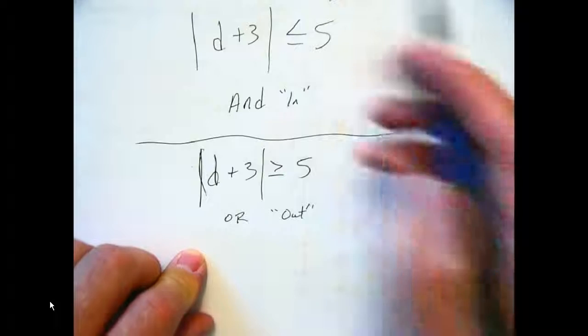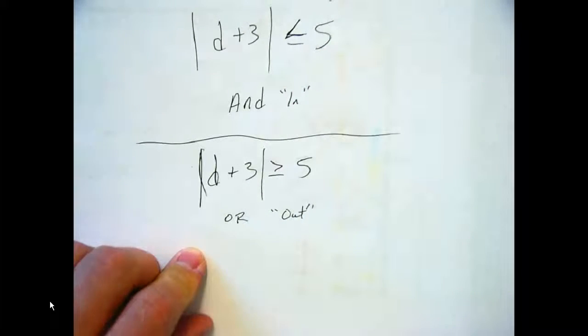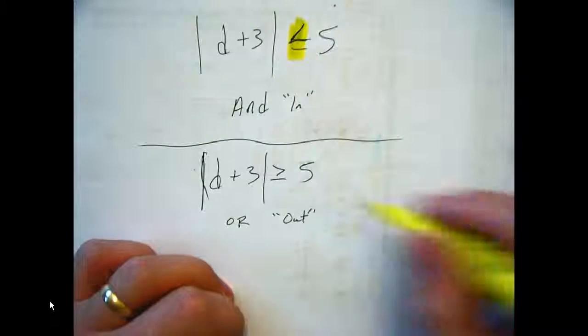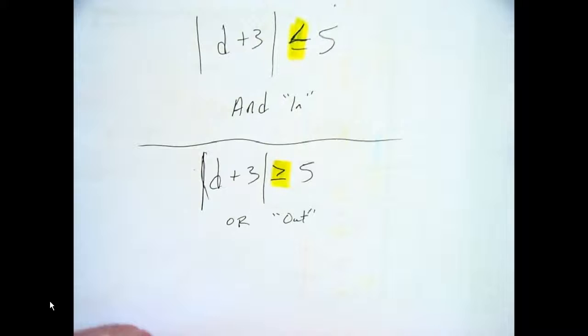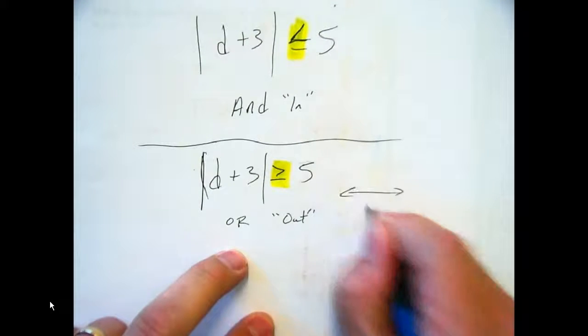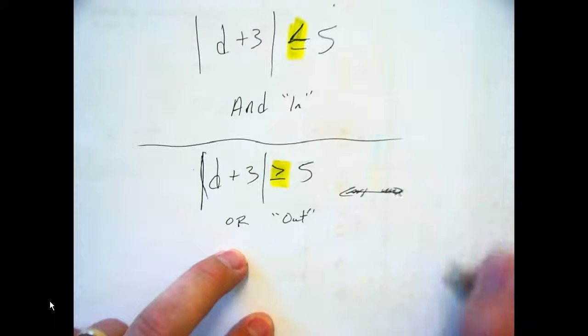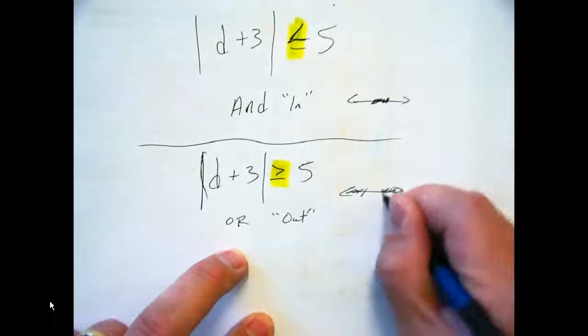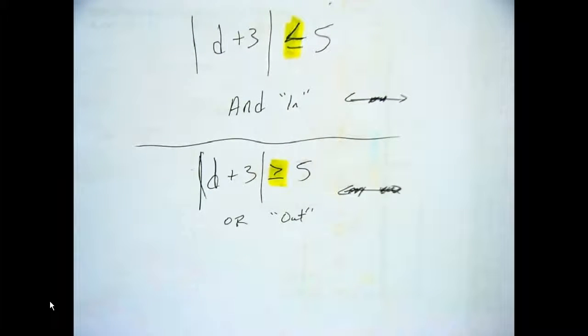Notice where your arrow is pointing on this one. Your arrow is pointing in to the absolute value. You're shading in between. Here, your arrow is pointing out from the absolute value. You're shading outside. This graph will look like this. Now, I'm not going to put numbers on it. This graph will look like that. In general, that's what they'd look like. We always have the special cases, but that's a quick way to tell.